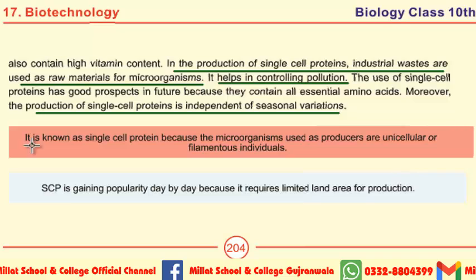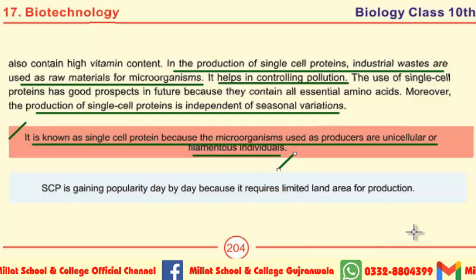Very important MCQ. It is known as single cell protein because the microorganisms used as producers are unicellular or filamentous individuals. The question may be asked from this block like why single cell proteins are named so. Then the answer would be there. SCP is gaining popularity day by day because it requires limited land area for production. This is the last MCQ.